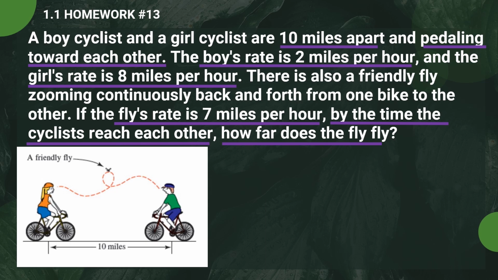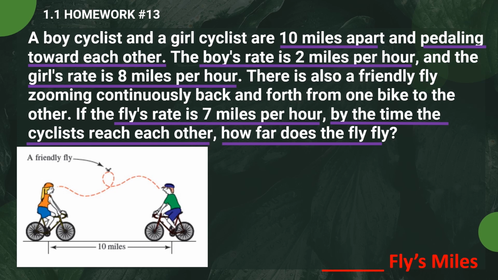So by the time the cyclists reach each other, how far does the fly fly? Okay, so to prepare for the answer, we are looking for the fly's miles. How did I know that it was the miles? Because everything is given to me in distance in the problem in miles. 2 miles, 10 miles. Thank goodness they gave them all to me in miles, because if they're not all the same, you have to convert them all to be the same, but at least they gave them to you all the same. So that's good.